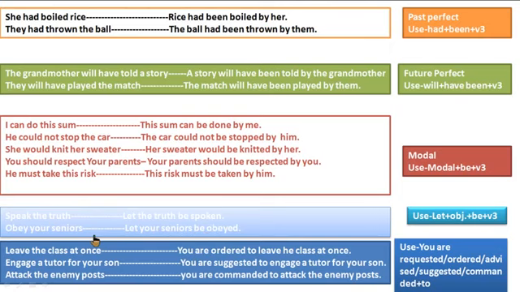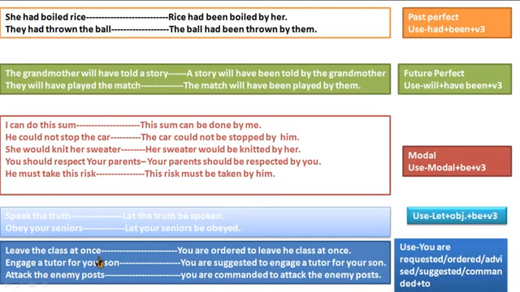Next sentence is obey your seniors. We use first let, then the object your seniors, then we use be. The third form of obey is obeyed. The rule is let plus object plus be, then the third form of verb. If the imperative sentence clearly tells us whether it is a request, order, advice, suggestion or command, then we use you are plus requested, ordered, advised, suggested or commanded, plus to, plus the first form of the verb after to.